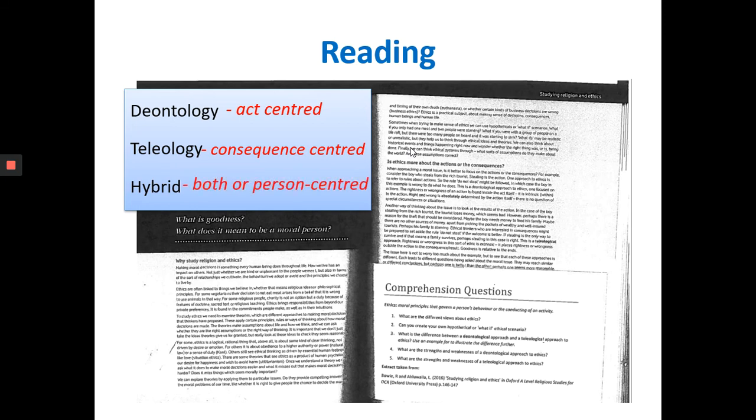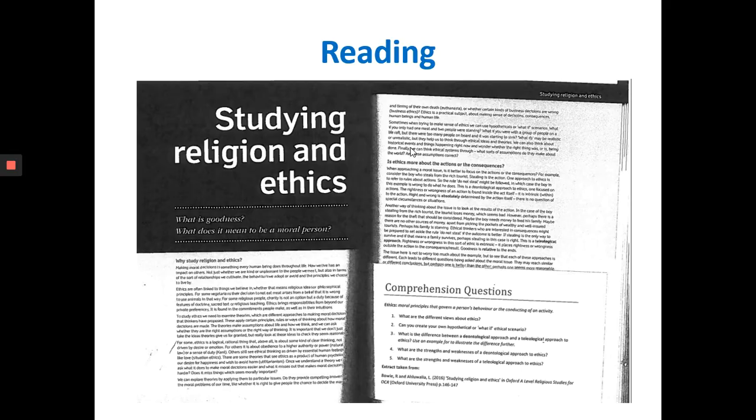And thirdly, we have a hybrid. Now, a hybrid approach to morality can be a mixture of both. Perhaps a hybrid might say there are certain actions that are always going to be wrong in most situations. However, there are certain actions perhaps that might not necessarily have intrinsic value, and therefore we need to look at the consequences.